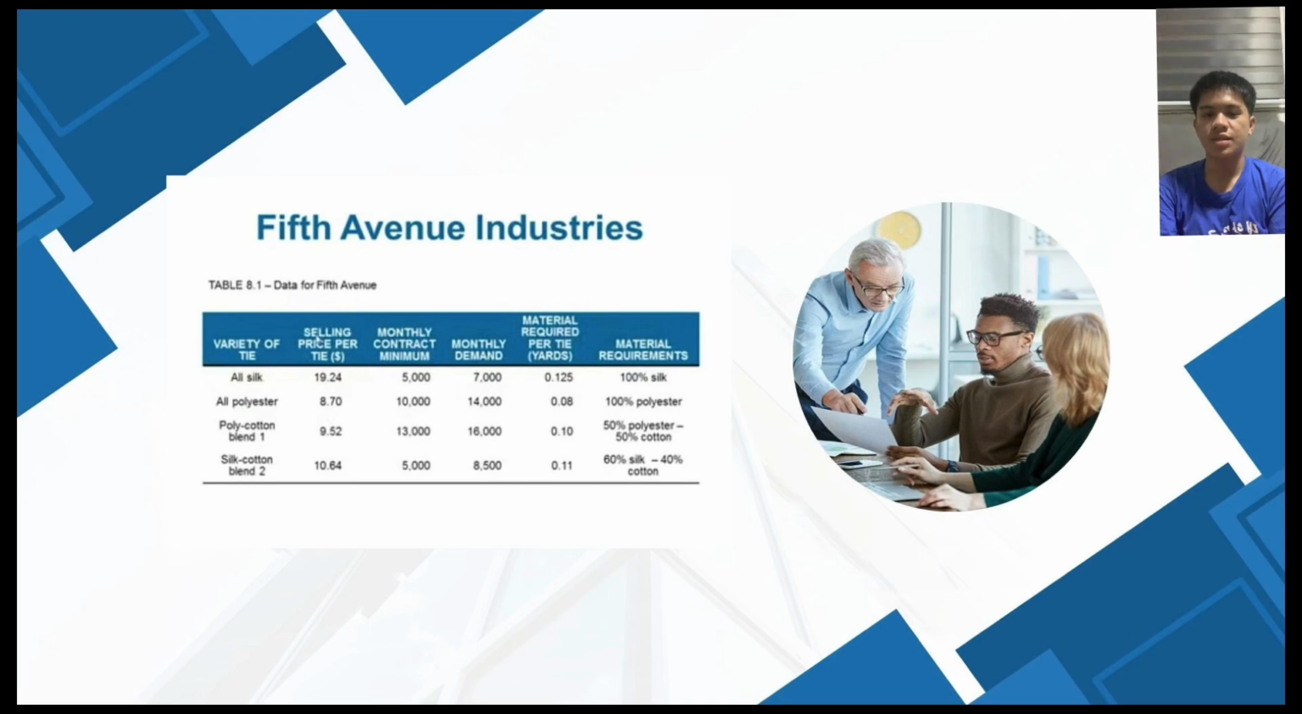So the next 2 slides are the data of Fifth Avenue. Our main objective is to maximize profit. The profit contribution for each tie variety is calculated by taking the selling price and subtracting the material cost. This gives us the following objective function.